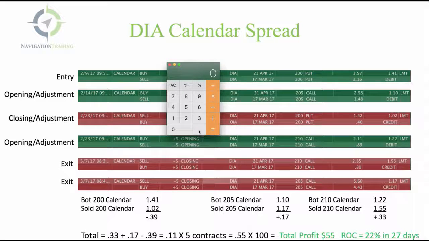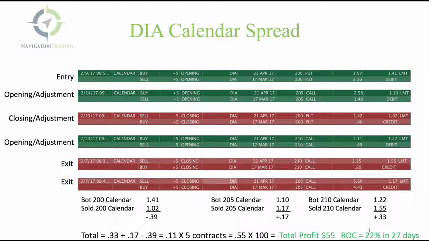So if you take 0.55 divided by 2.51, which is your total capital usage or total risk in the trade, that equals 0.219, or 22%. So we made 22% on the trade, and we're in it for 27 days.